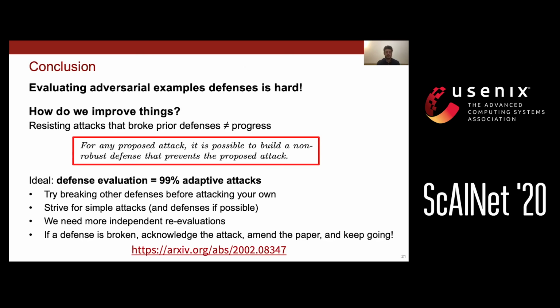And as you break your teeth on a bunch of defenses, as we did, it'll also become easier and easier to come up with attacks that are both simpler and stronger. And by trying to attack other defenses, you'll also help to have more independent reevaluations in the field, which will just be very beneficial. And finally, if a defense at some point gets broken, just acknowledge it, amend your paper, and just continue doing research towards solving this really hard and fascinating problem.